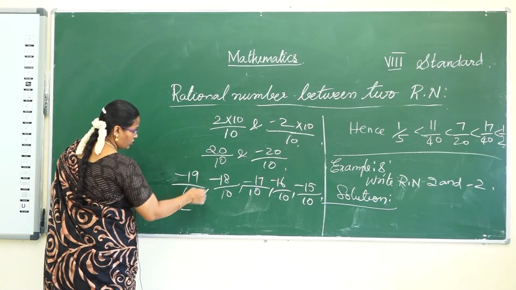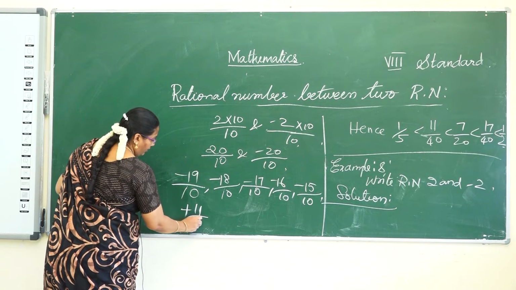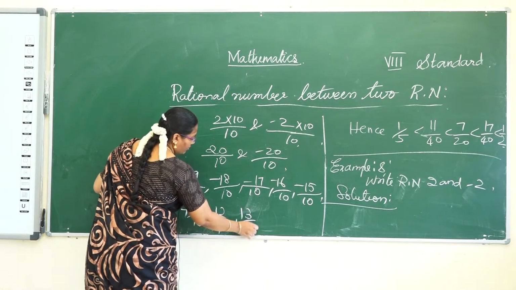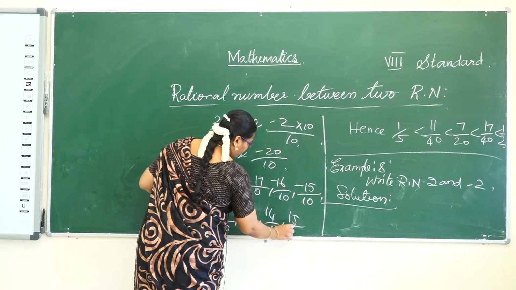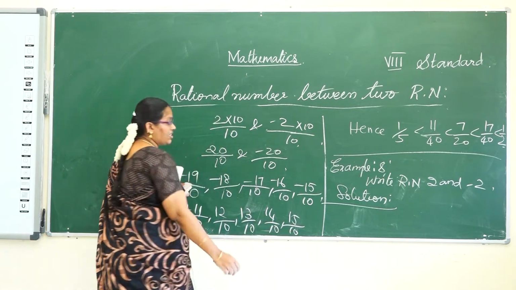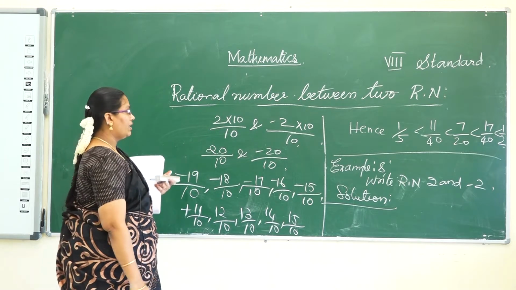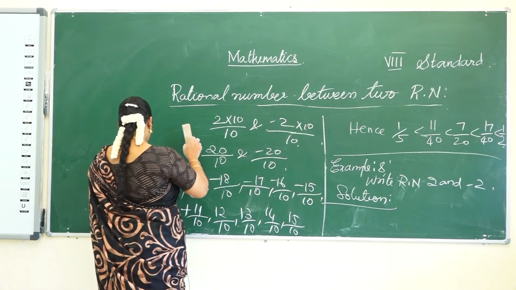Okay, and positive values also I can write, is it? So 11 by 10, 12 by 10, 13 by 10, 14 by 10, 15 by 10. Okay, these are the rational numbers between 2 and minus 2. I hope you understand the concept. Now move to the exercise problem.